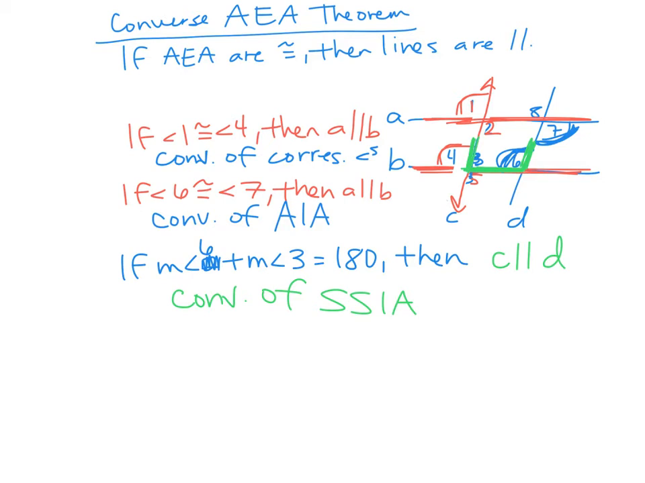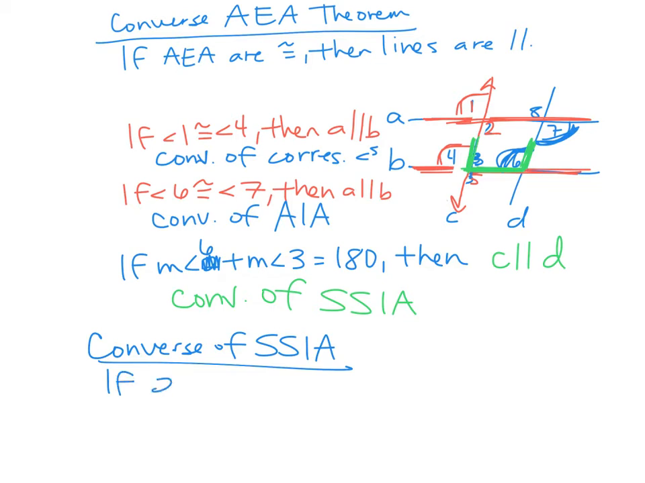Which I haven't even given you yet. We'll write that one down right now. So the converse of same side interior angles just says if 2 angles are supplementary, two same side interior angles, we'll say, are supplementary, then the lines are parallel.